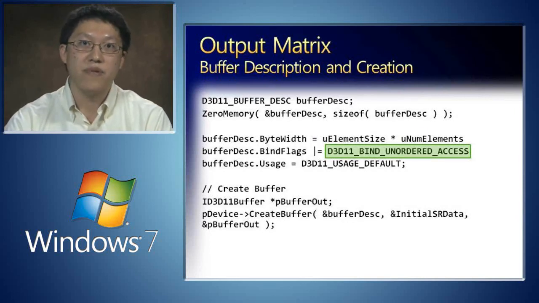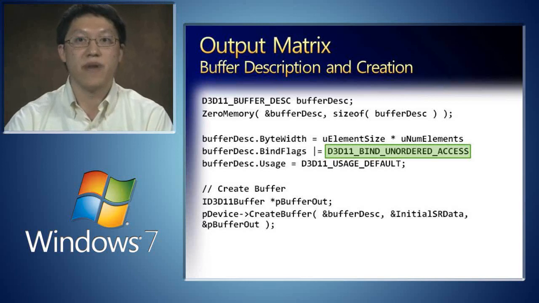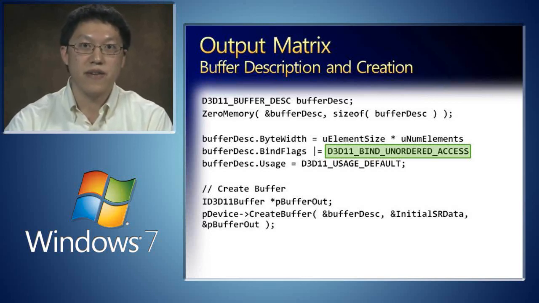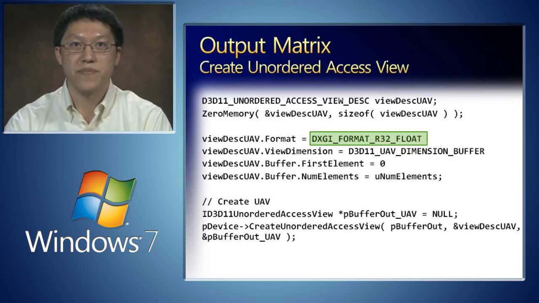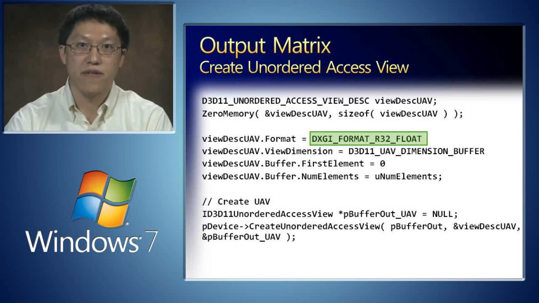Next, I create the output matrix, and since I'm writing to this buffer, I'm going to allow the buffer to be bound as an unordered access buffer. And then I must create an unordered access view versus a shader resource view, which I've been doing earlier. Again, I must set the format as float.